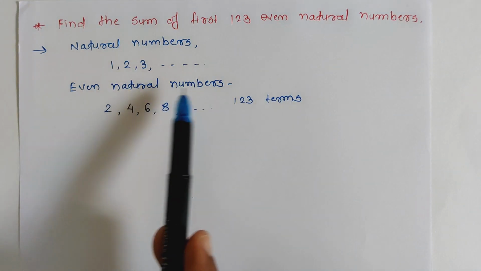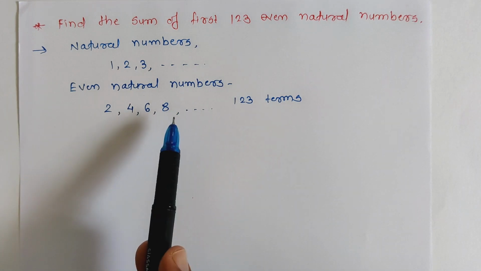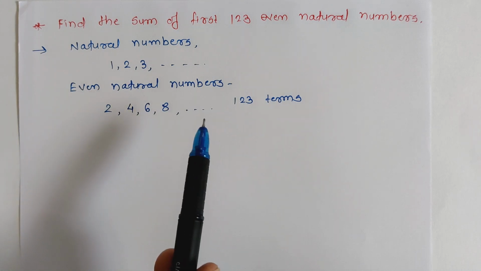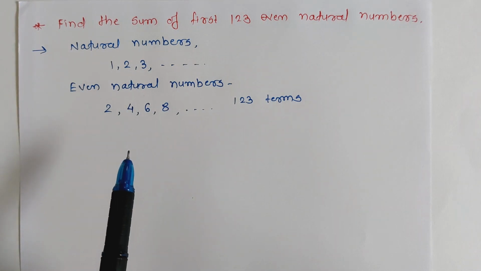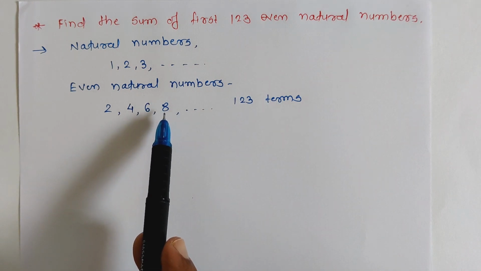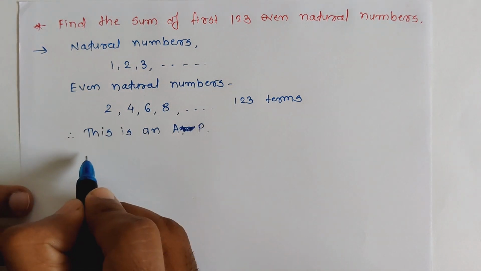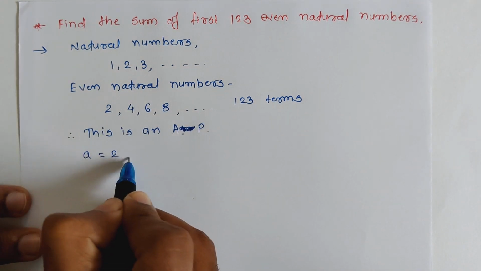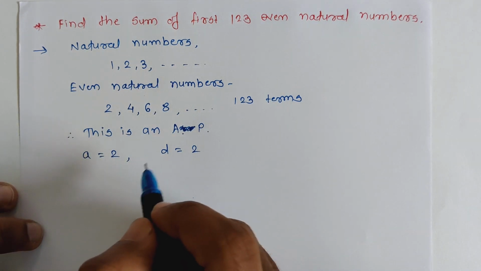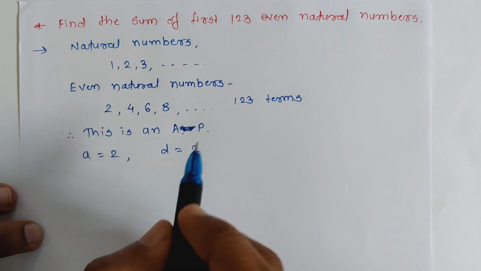So here the even natural numbers are 2, 4, 6 and so on. We need 123 such terms, and we have to find the addition of those terms. Now as we can see here, the difference between any two consecutive terms is 2. That's why this is an AP. The first term a is 2 here, and the common difference d is also 2. Now from this we can find the sum of all these terms by using the formula.